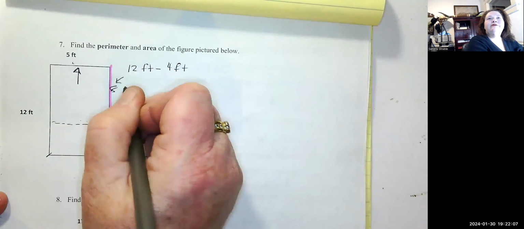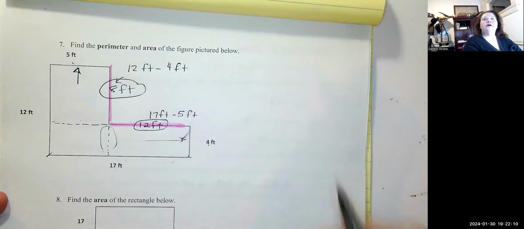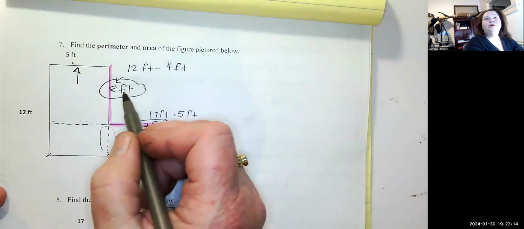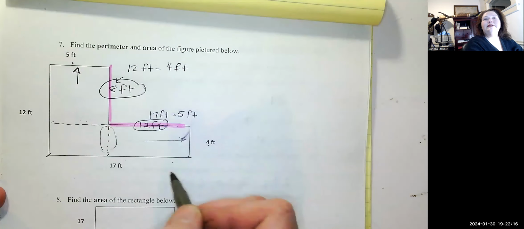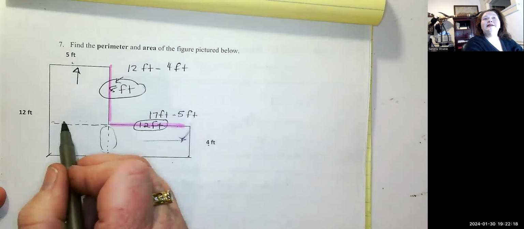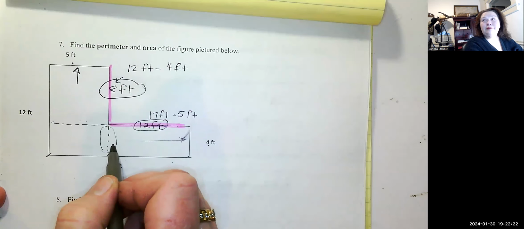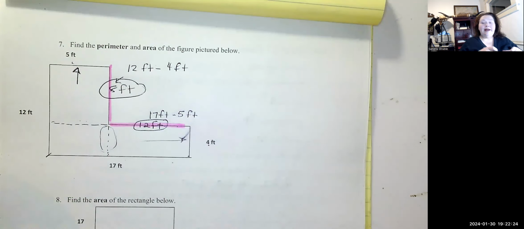So it is 8 foot. All right, now we can find the perimeter of this figure. To do that, we just add up all of the sides. If you write a number in here for these dotted lines, that is not part of the perimeter. The perimeter is just like this cup. It is the rim of the cup. It has to go around it, not in it.